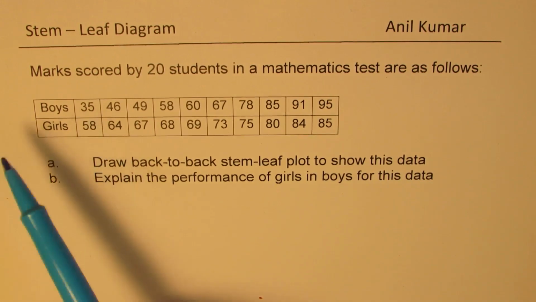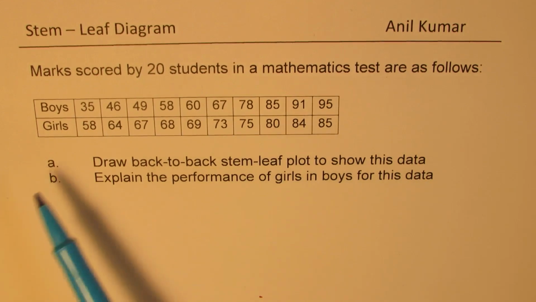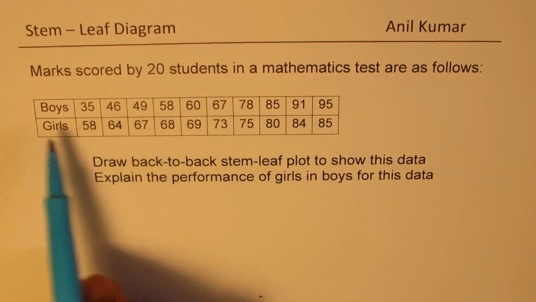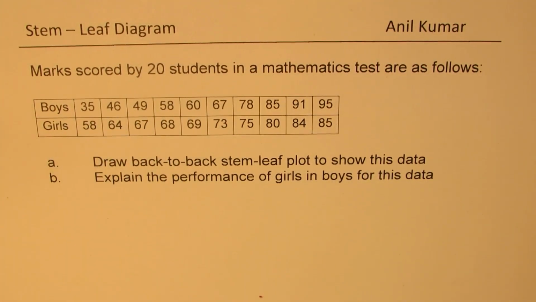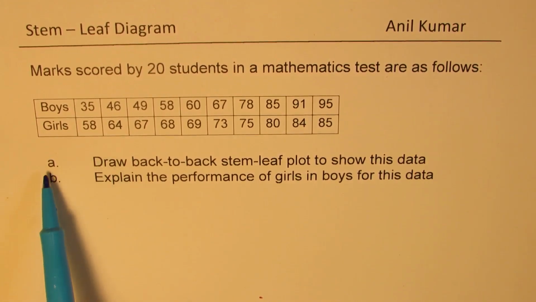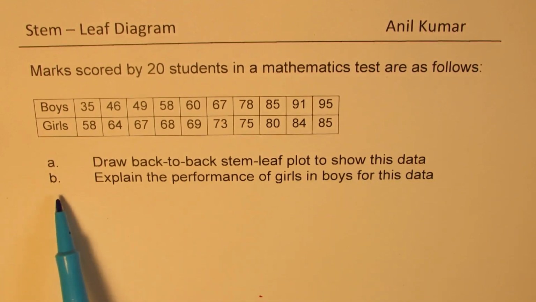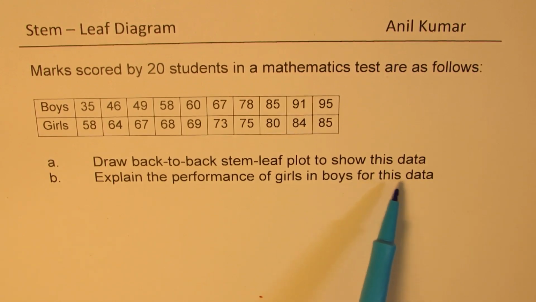The question here is, marks scored by 20 students in a mathematics test are as follows. So that is the data given to you. One set of marks for boys, another set of marks for the girls. Total is 20 students, 10 boys and 10 girls in this particular case. A. Draw back-to-back stem and leaf plot to show this data. B is explain the performance of boys and girls for this data, right? So you can always pause the video, answer the question, and then look into my solution.